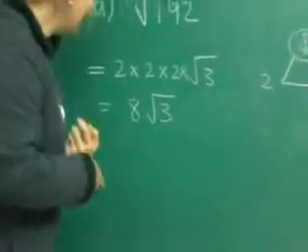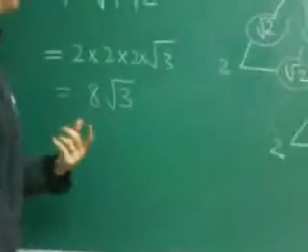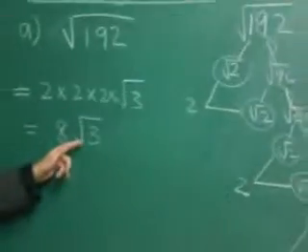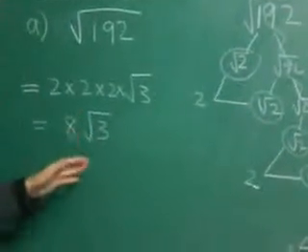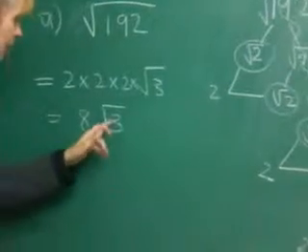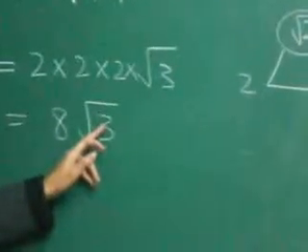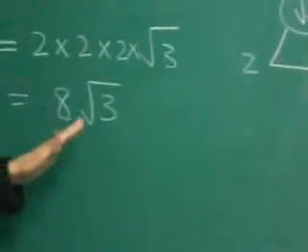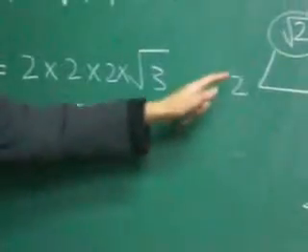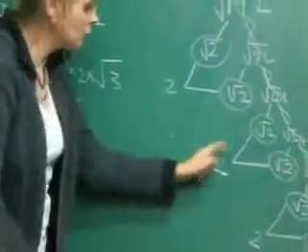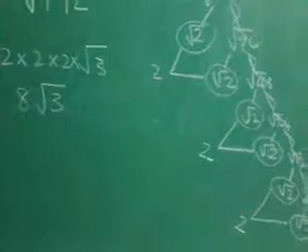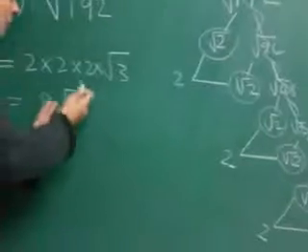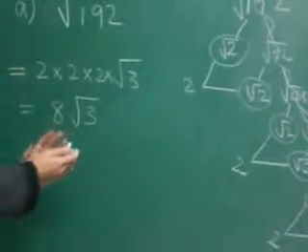Okay, so what is my aim? My aim is to write it in such a simple form that there are no perfect squares anymore. 3 is not a perfect square, so that is the simplest form in which this root can be. There are no perfect squares left. There were some perfect squares: 2 squared, 2 squared and 2 squared. We've taken them out and rewrote them as 8. What's left is the 3, which is not a perfect square.